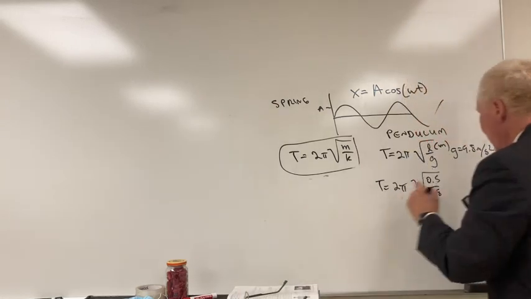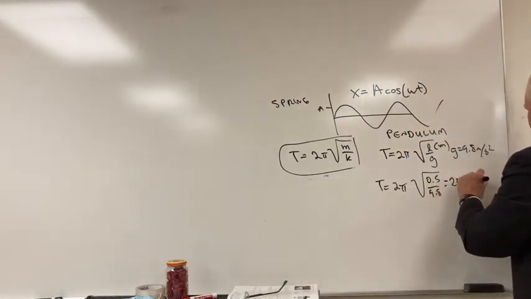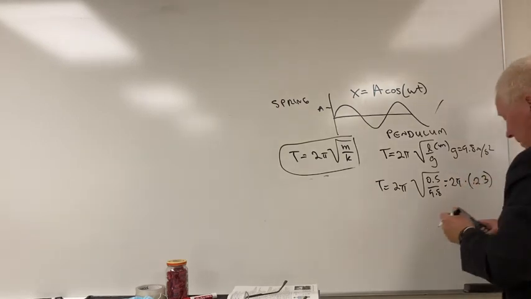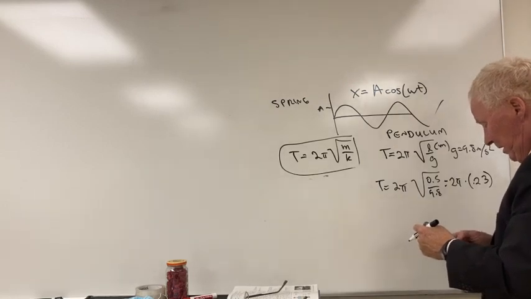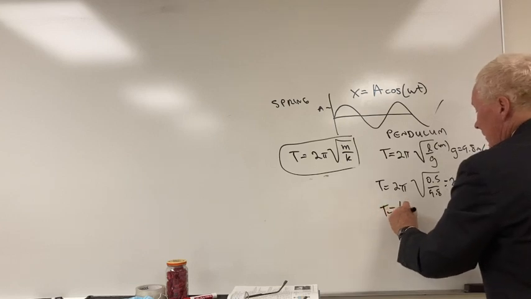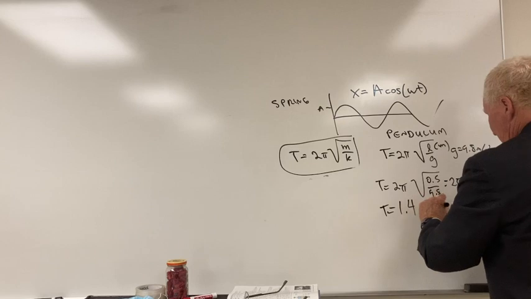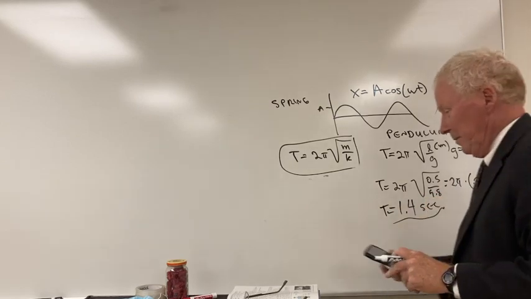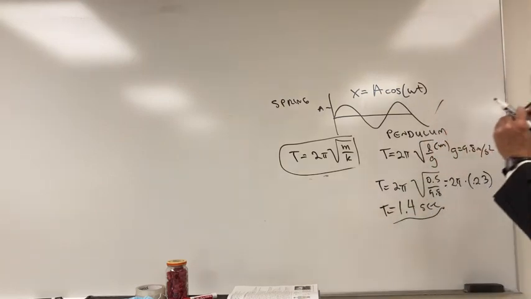Right, that's 2.2 pi times 0.23, times 6.28. We get T is about 1.4 seconds, which is pretty close to my crude estimation. So that's what we have for the period of the pendulum.